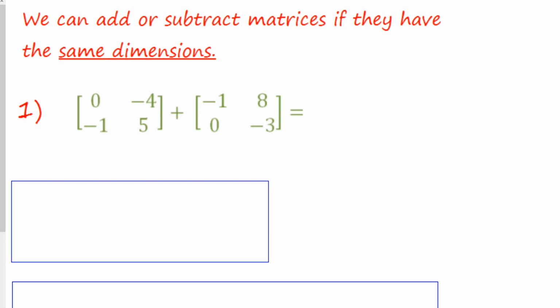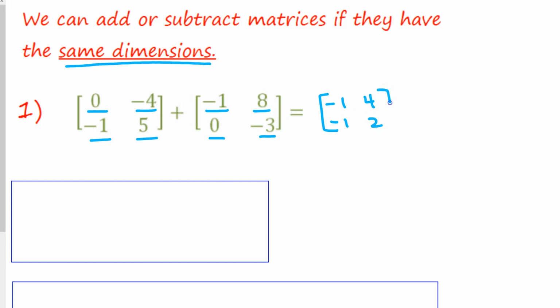Okay, so here we have 2 matrices and we're going to add them. First of all, you can only add them if they have the same dimensions. You can only subtract them if they have the same dimensions. So notice that both of these matrices in number 1 are 2 by 2. 2 rows, 2 columns. So the way we're going to add them is to add the elements in like position. 0 plus -1 is -1. -4 plus 8 is 4. -1 plus 0 is -1, and 5 plus -3 is 2. So there's our answer.